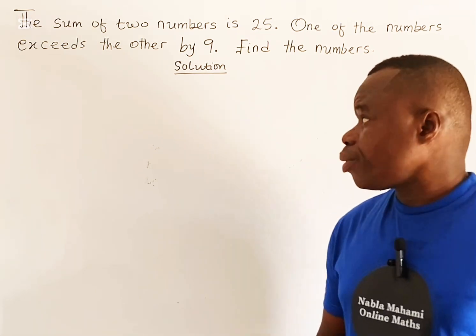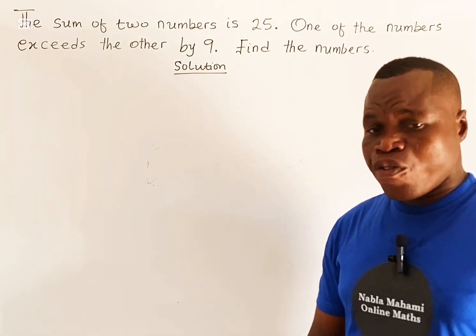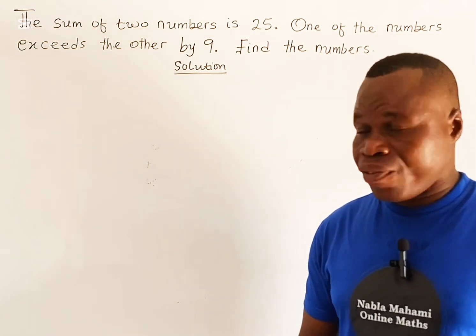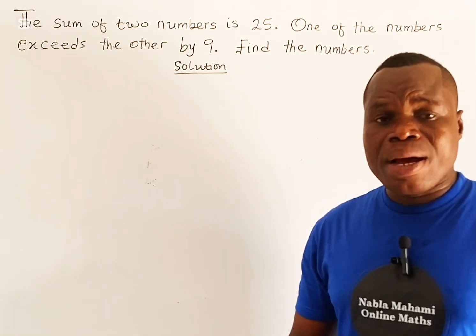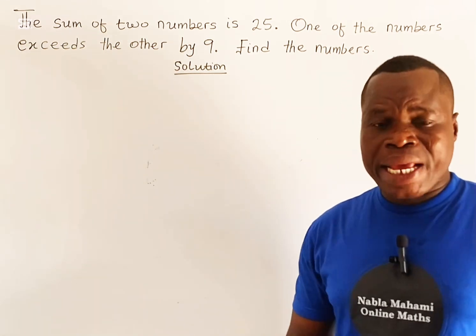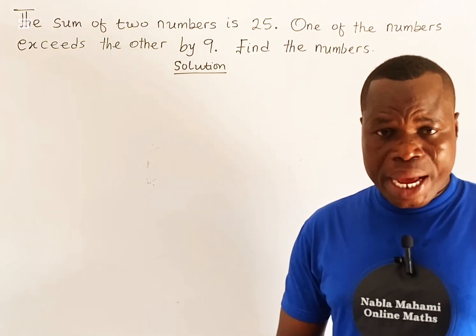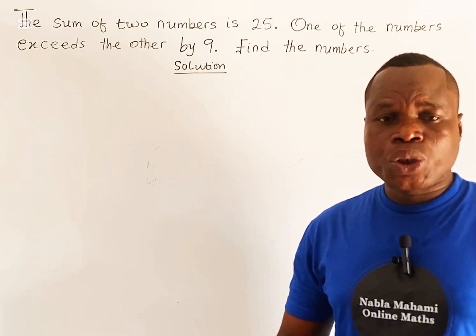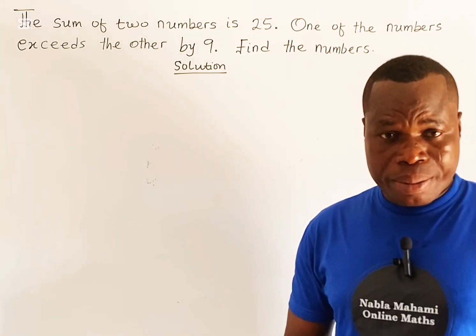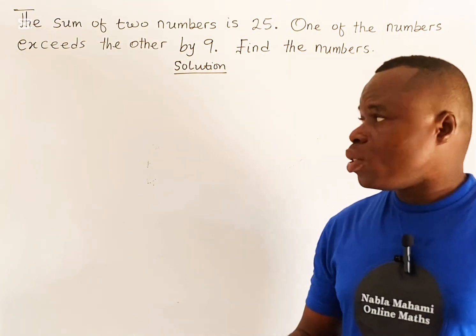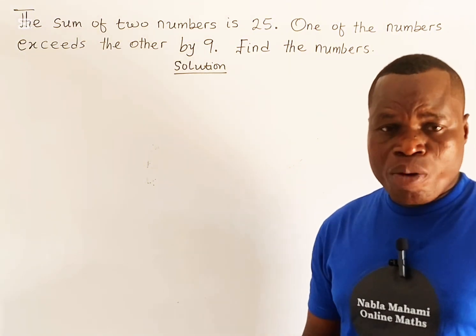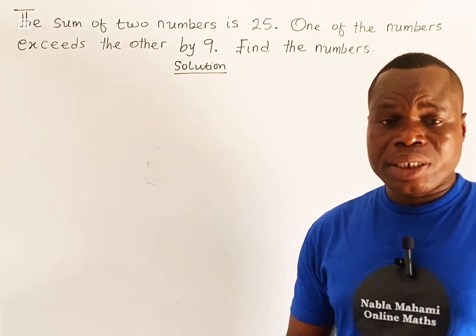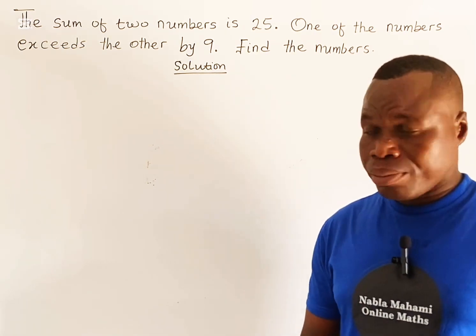The question is, the sum of two numbers is 25. One of the numbers exceeds the other by 9. Find the numbers. To solve this problem, you need to interpret the information mathematically because it is a word problem.